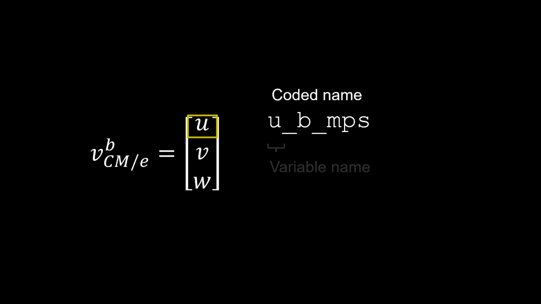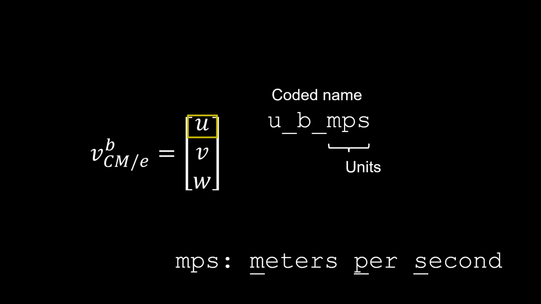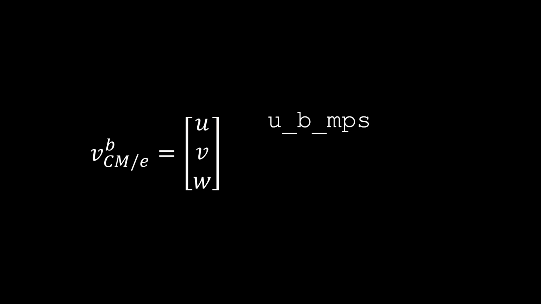For example, here's the vector velocity and its components. We give the first element, the x-axis velocity, a name, where we have the variable, followed by b for body coordinate system, followed by its units, MPS for meters per second. The y and z axis velocities easily follow.